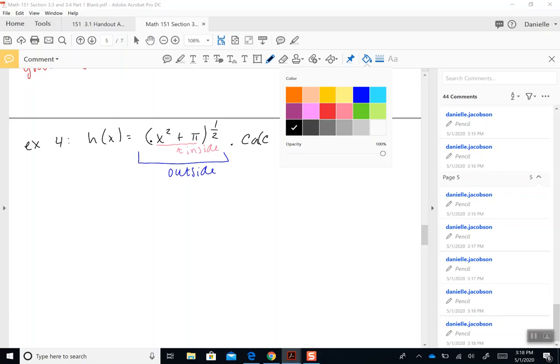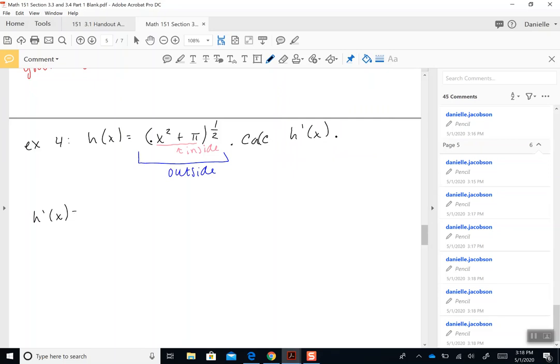Let's go ahead and take the derivative. So we have h prime of x equals, all right, I need the derivative of the outside, so that's the blue part, which is the parentheses to the 1/2. So I'd have 1/2 times, I'm just going to put parentheses for now, to the negative 1/2. So I just used the power rule on that part.